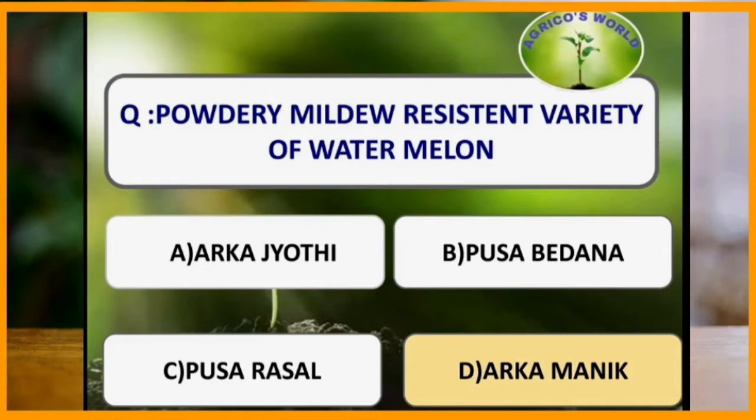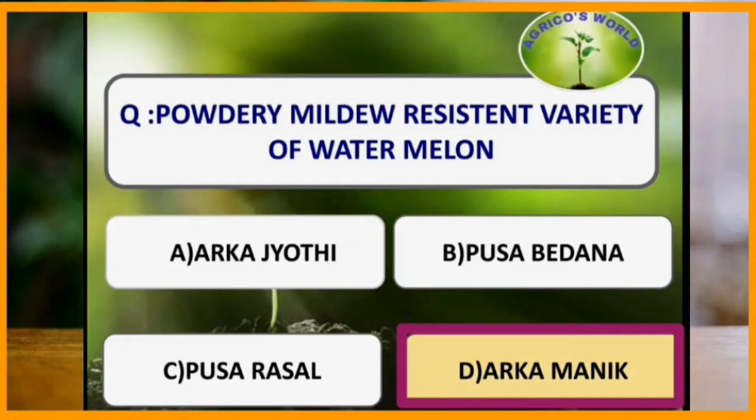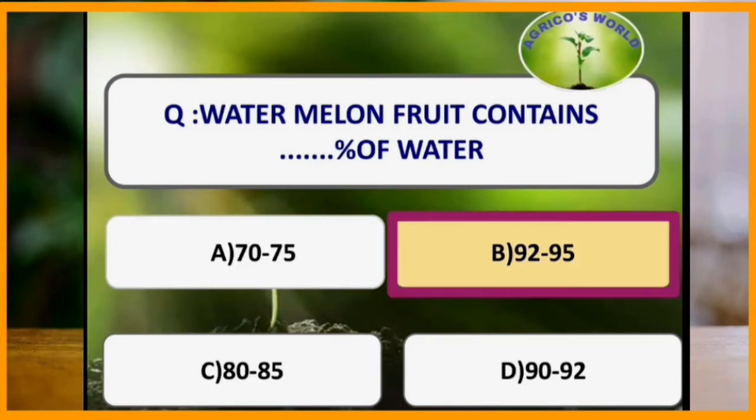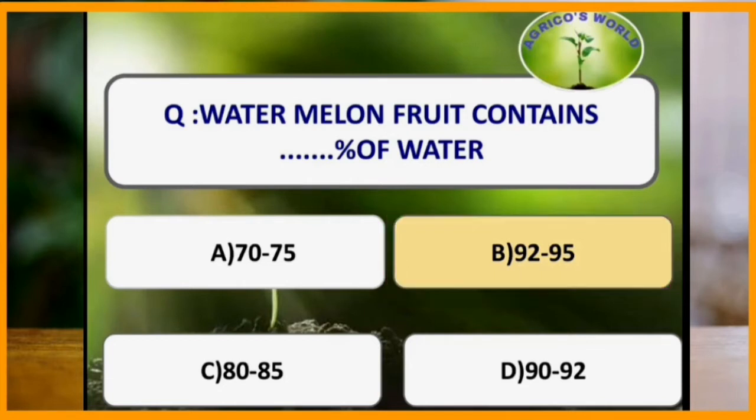What is the powdery mildew resistant variety in watermelon? Arka Manik is the powdery mildew resistant variety of watermelon. Watermelon fruit contains how much percentage of water? 92 to 95% of water is present in watermelon.